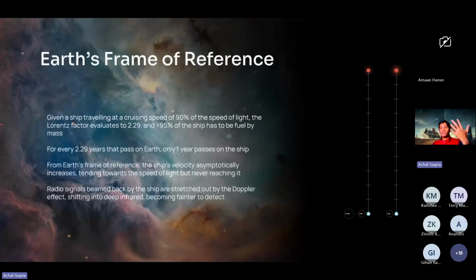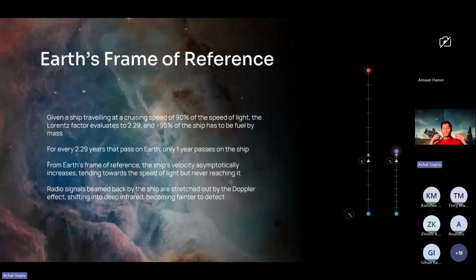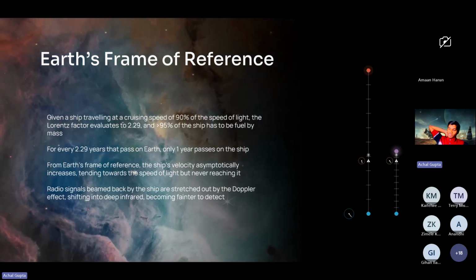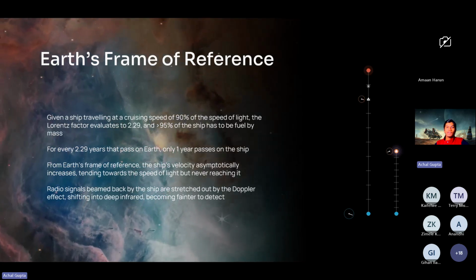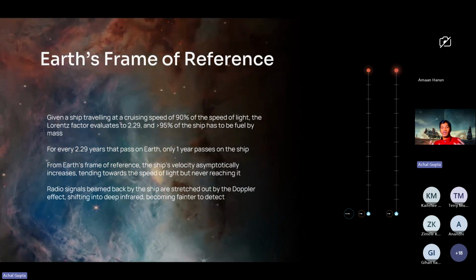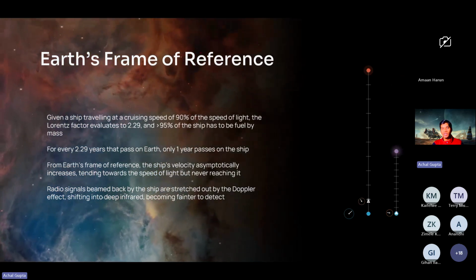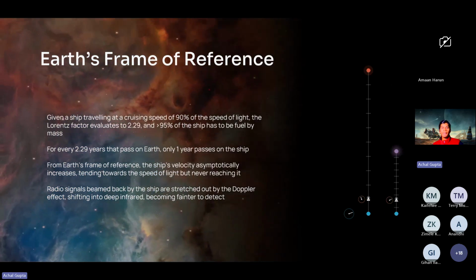Now, I want us to look at this from 2 frames of reference. We have the Earth's and then we have the ship's frame of reference. So firstly, from Earth's frame of reference, what do we see? If I see a ship cruising by at 0.9 C, what do I experience? Well, for me, it looks like the craft is slowed down and is moving in slow motion. And obviously, like I said, 2.29 years on Earth is 1 year on the ship.